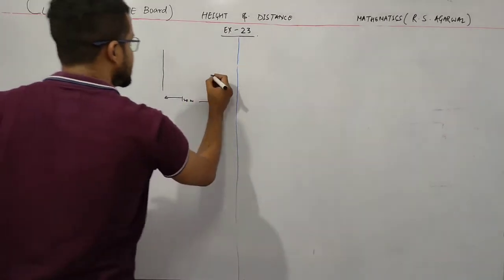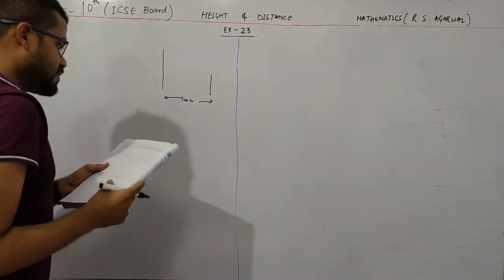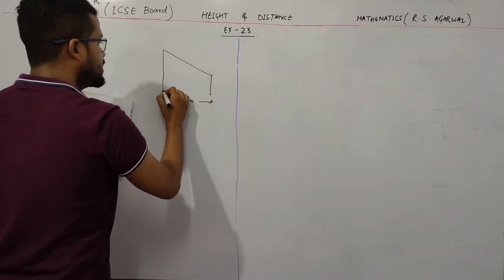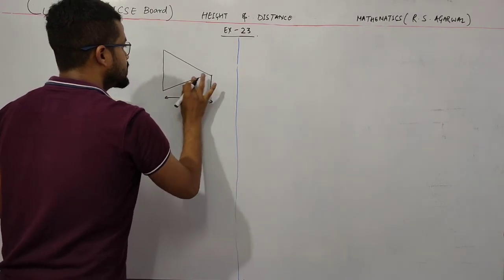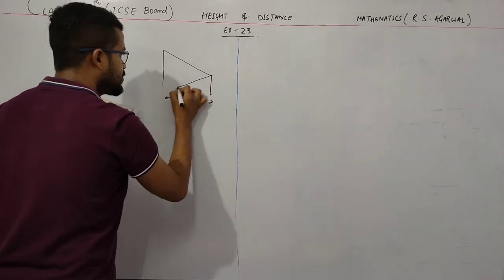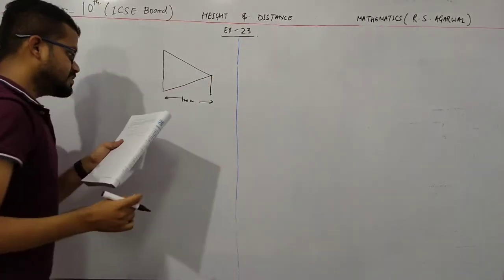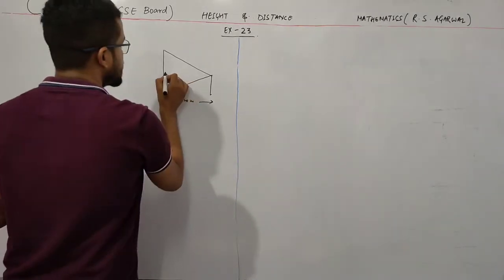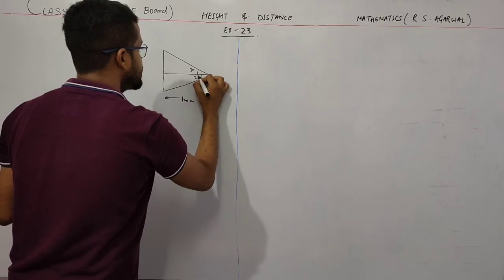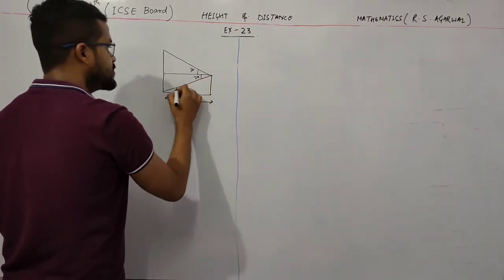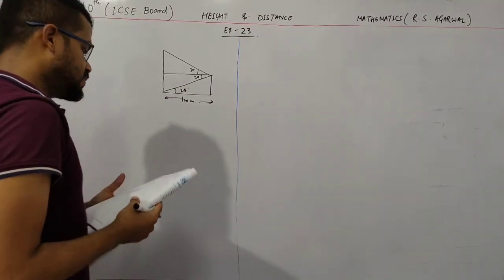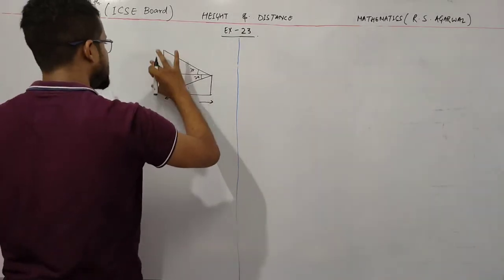So from the top of this tower, the angle of elevation of the top and the angle of depression of the bottom of the tower from the top of the second tower is given, which is this is 30 degree and this is 24 degree. If this is 24, this is 24. Okay. Find the height of the two towers. We have to find the height of both the towers.